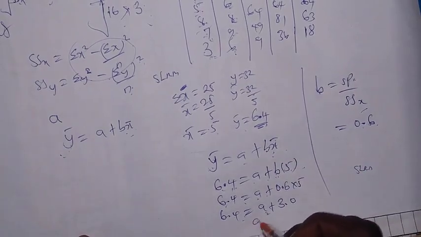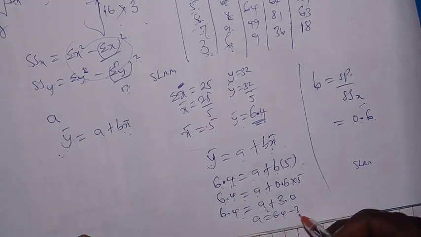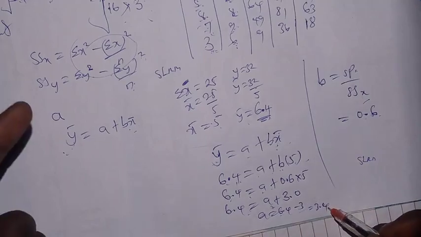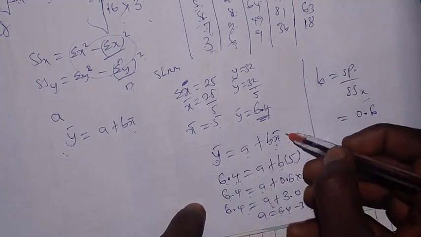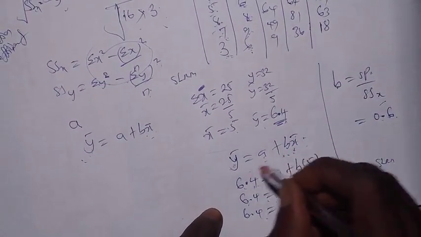So how do you get your A? A is equal to 6.4 minus 3, which is 3.4. This is how you get your A. So you can ascertain your A from y bar is equal to a plus b x bar, right?